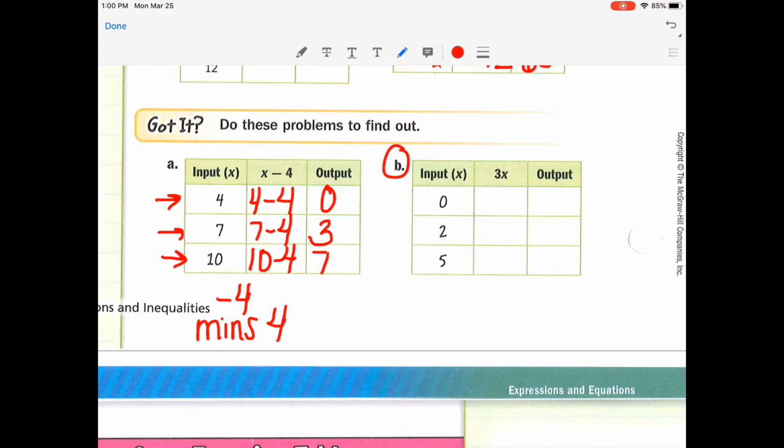Okay, let's go ahead and do B. Notice we're multiplying by 3. So here I'm going to set it up. 3 times 0 is 0. 3 times 2 is 6. And then 3 times 5 is 15.